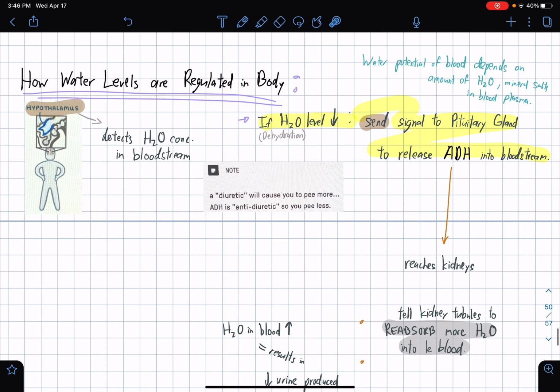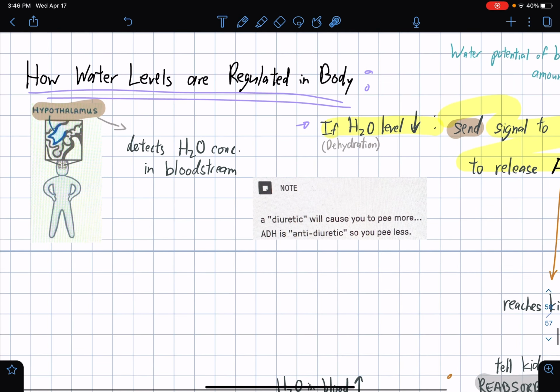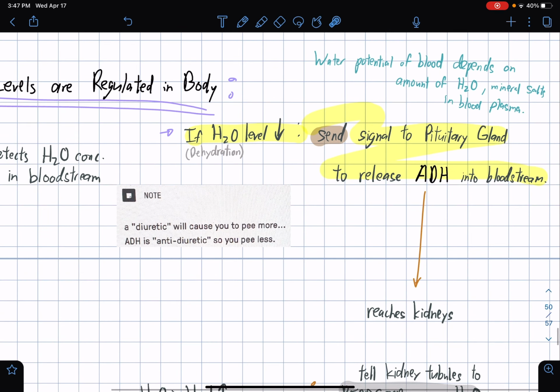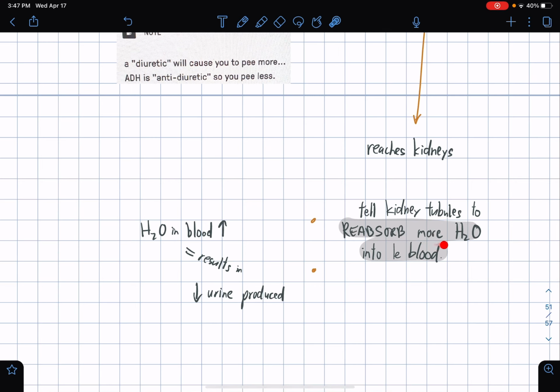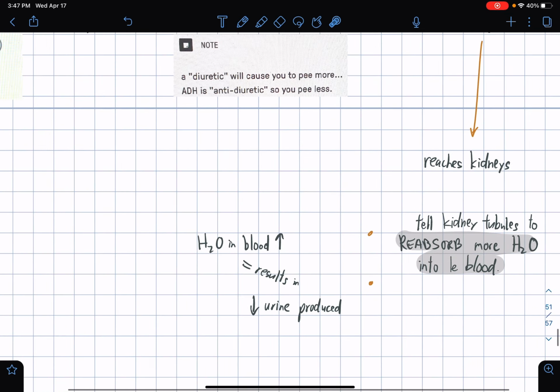So, how are water levels regulated in the body? If the water level drops, basically there's a signal sent to the pituitary gland. Who sends that signal? The hypothalamus. That is an important organ of the endocrine system. It basically sends a signal to the pituitary gland so that it will release ADH into the bloodstream. This ADH eventually reaches the kidneys, and they tell the kidney tubules to reabsorb more water into the blood. So if water in the blood increases, this will result in a reduction in the urine produced.